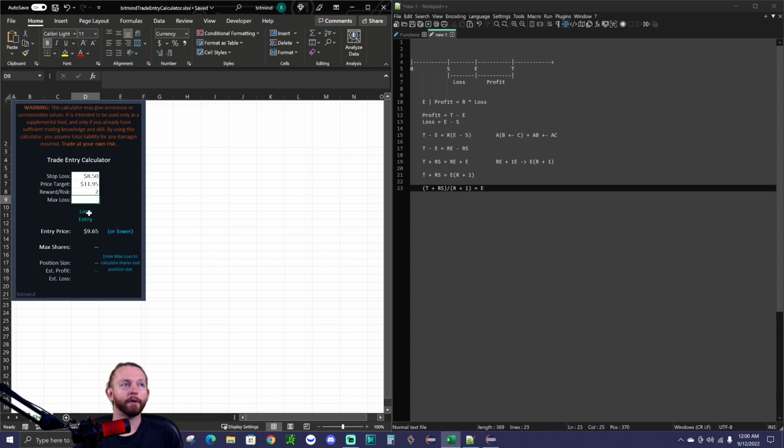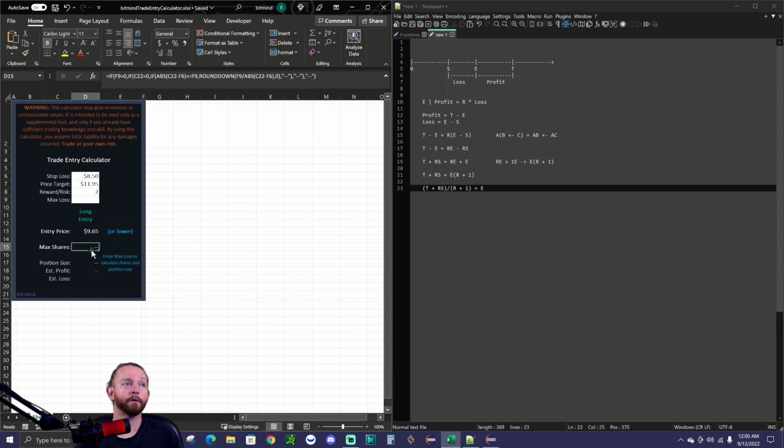See, it knows that it's a long entry. Gives me my ideal entry price. This is rounded to the more favorable outcome. It says or lower, so I can go anywhere between $9.65 or lower. That will give me a 2 to 1 or greater reward to risk ratio.